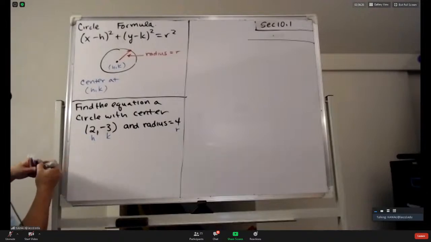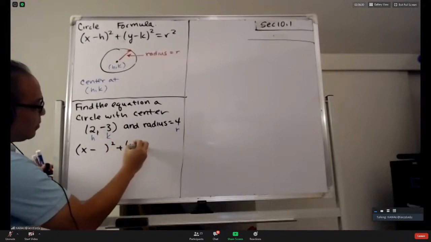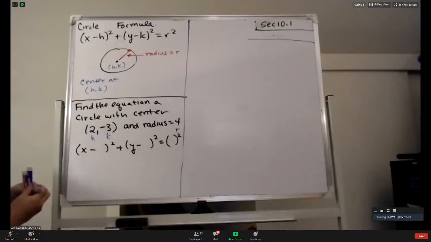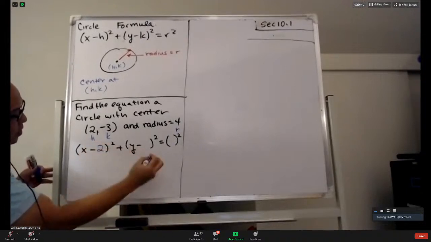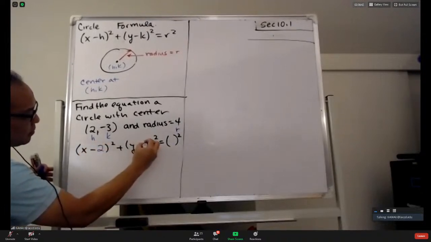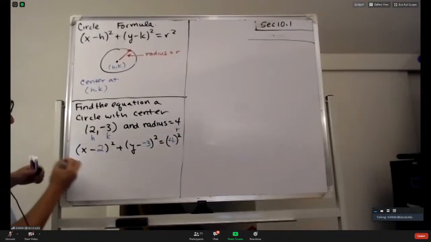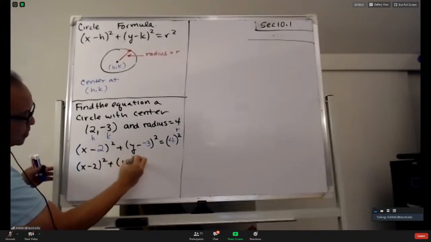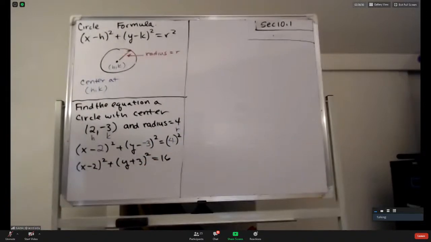Okay, so we have x minus something squared plus y minus something squared is equal to something squared. All we're going to do is fill in the blanks. It's nice, they're all in the same order. 2, -3, and 4. And I get (x minus 2) squared plus (y plus 3) squared is equal to 16. And I'm done. That's it, done.